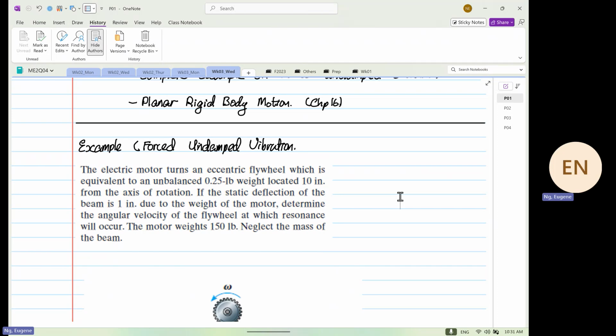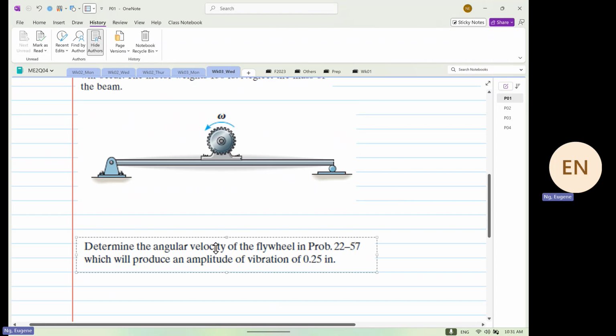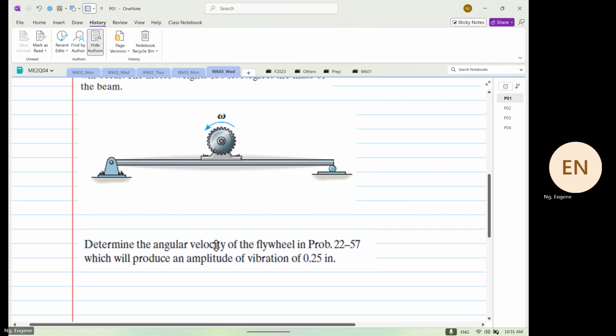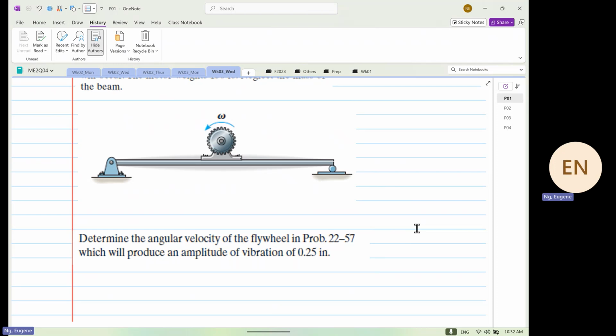So we have completed that. The next part that we're going to do is determine the angular velocity of the flywheel such that we can produce an amplitude of 0.25 inch.